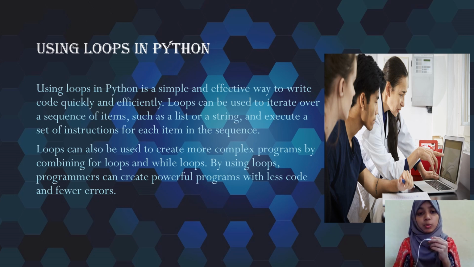Now, what are loops and how do we use them? We can enter a condition to meet the loop, or else we can use a range. Loops can also be used to create more complex programs by combining for loops and while loops. By using loops, programmers can create powerful programs with less code and fewer errors.